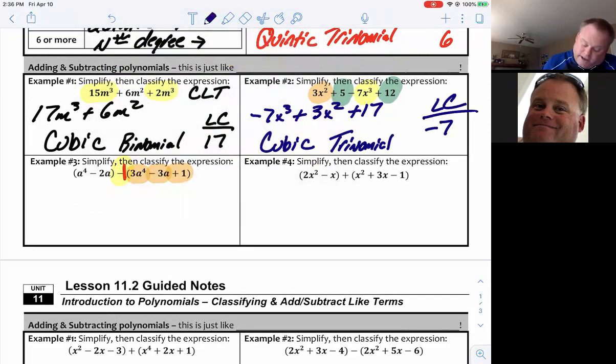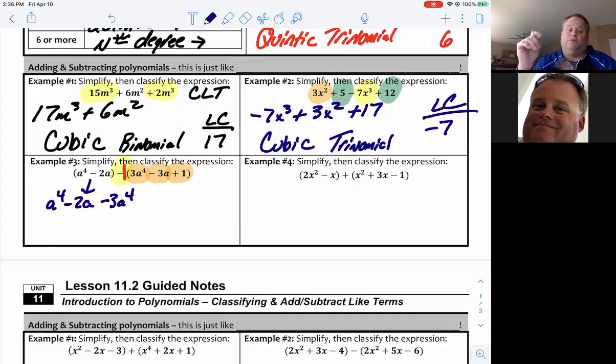I'm going to bring down the a to the fourth minus 2a, because there's nothing I can do with it yet. Now, I'm going to distribute that negative 1 with 3a to the fourth. So negative 1 times 3a to the fourth is negative 3a to the fourth. Negative 1 distributed with a negative 3a, well, negative, negative become a positive. So this is a 3a. And then I have a negative 1 times 1, which is simply negative 1.